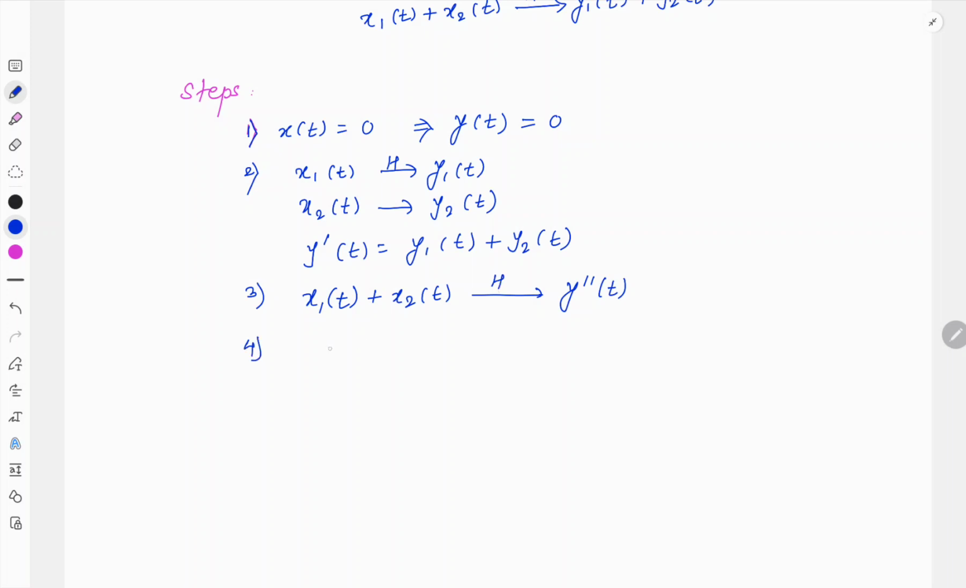Now step number 4: compare y dash of t with y double dash of t. If y dash of t is equal to y double dash of t, then the system is said to be linear. And if y dash of t is not equal to y double dash of t, then you can say that the system is non-linear. Okay, now let us see a simple example.